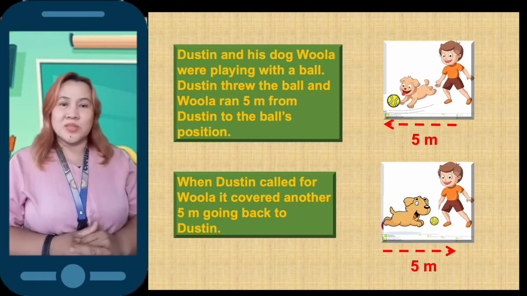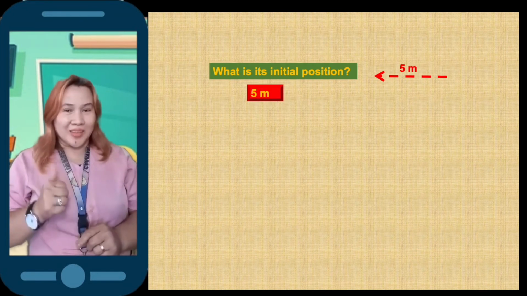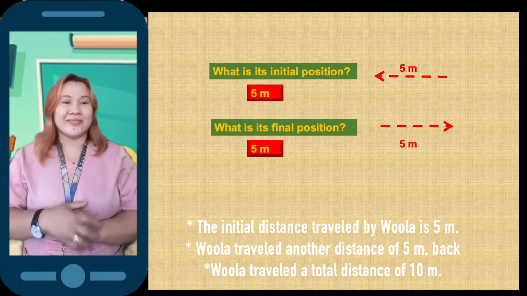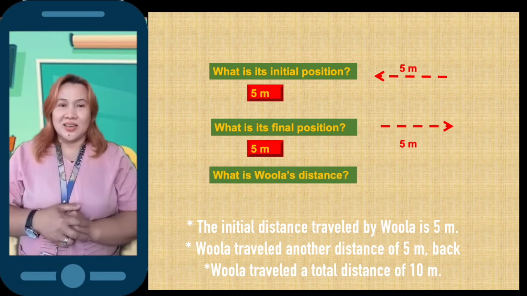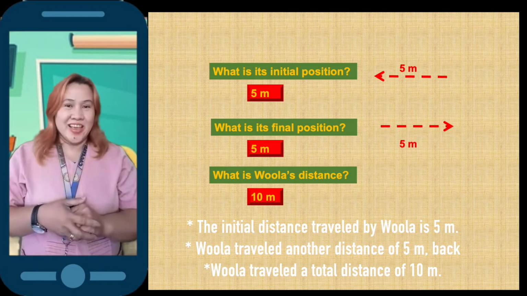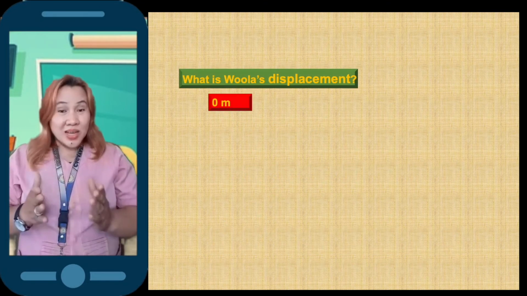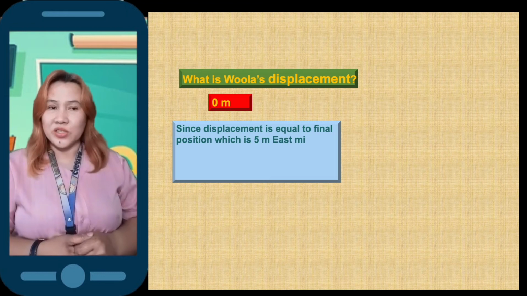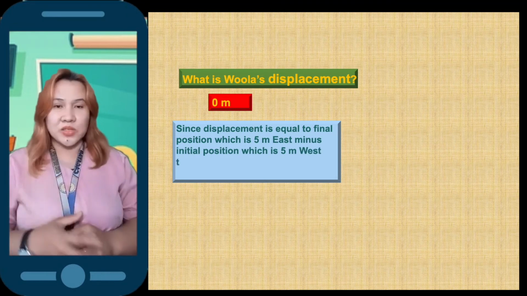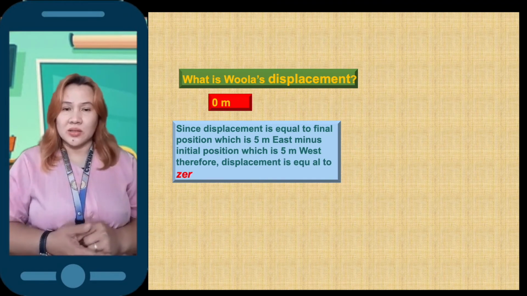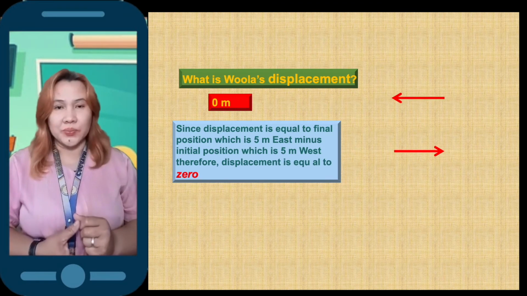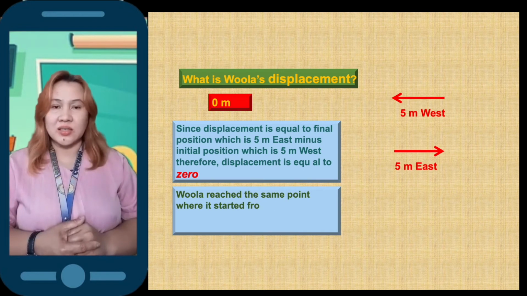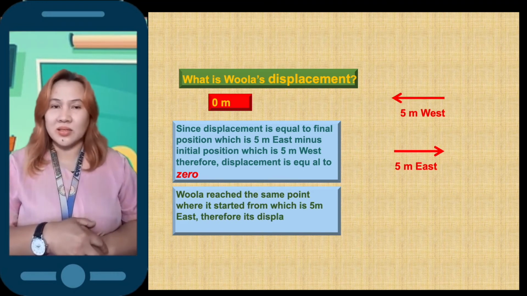What is its initial position? It's 5 meters, correct? What is its final position? It's 5 meters, that's right. What is Bula's distance? 10 meters, very good. What is Bula's displacement? 0 meter. Why? Since displacement is equal to final position, which is 5 meters east, minus initial position, which is 5 meters west, therefore, displacement is equal to 0. And Bula reached the same point where it started from, therefore, displacement is 0.